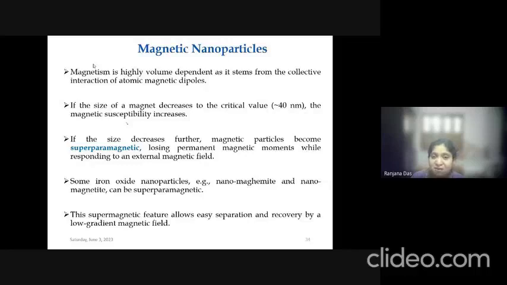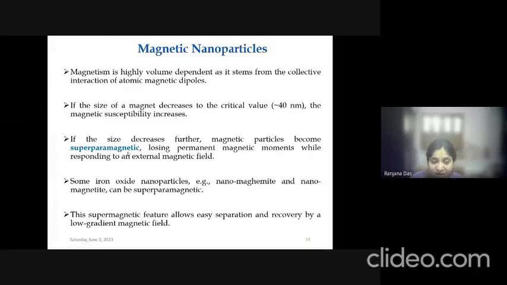Magnetism is mainly the collective interaction of the atomic magnetic dipoles. If we reduce the size of the magnet, then a critical value will be reached where the magnetic susceptibility has increased. And if from the critical value the size is reduced further, they become superparamagnetic in nature, and this superparamagnetic nature means they lose their permanent magnetic moment.